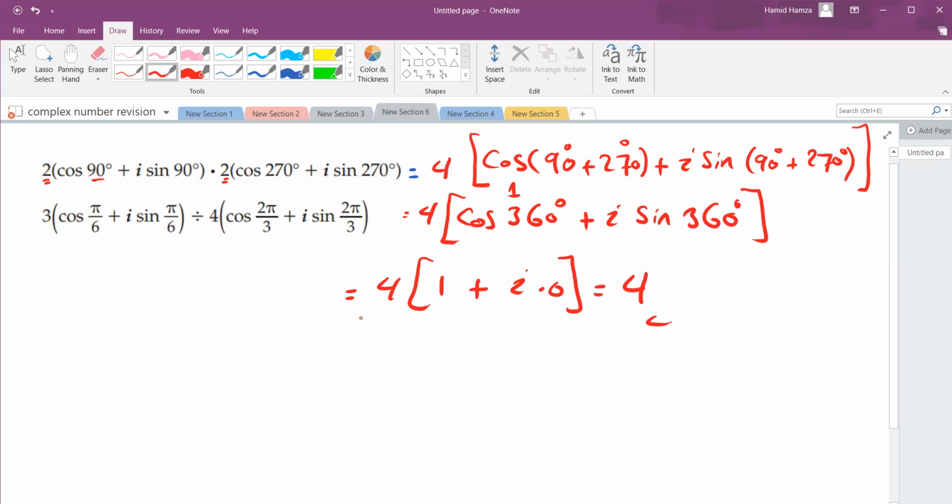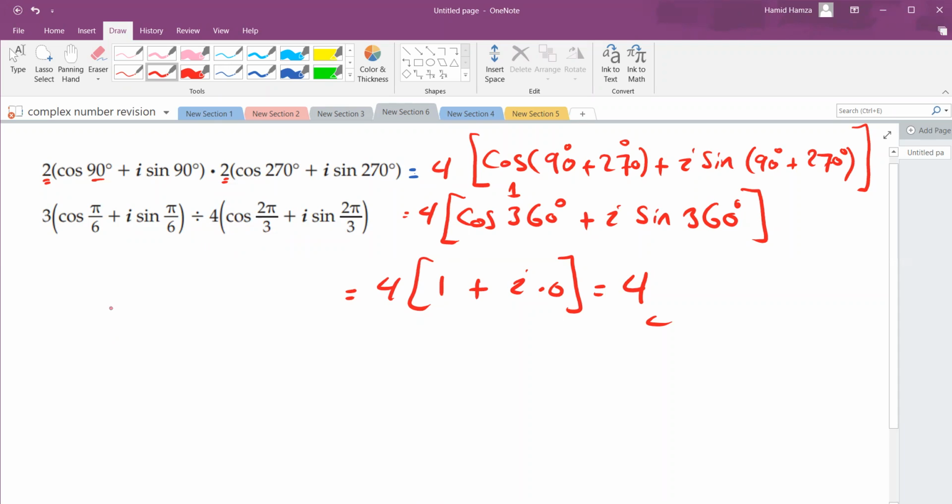So this is in polar form, and this is in rectangular form. So the answer is a pure real number. With division, guys, we divide the two moduli, and we will subtract the angles.